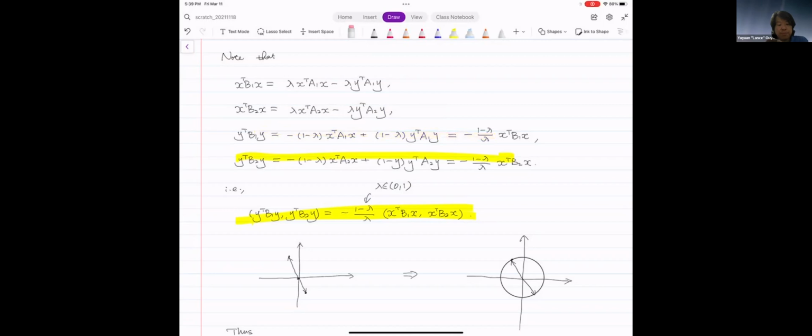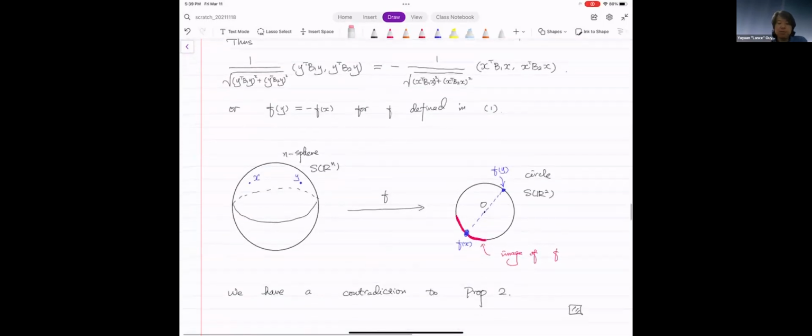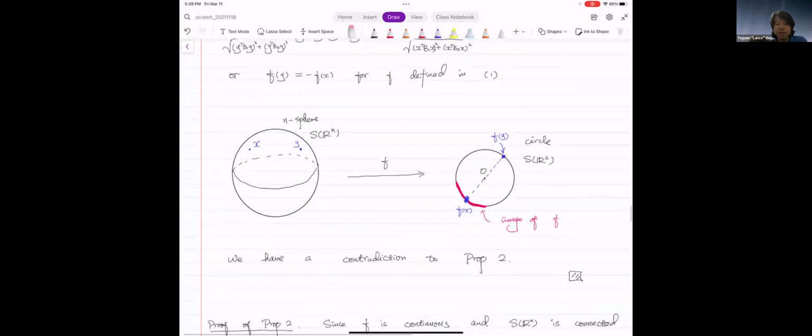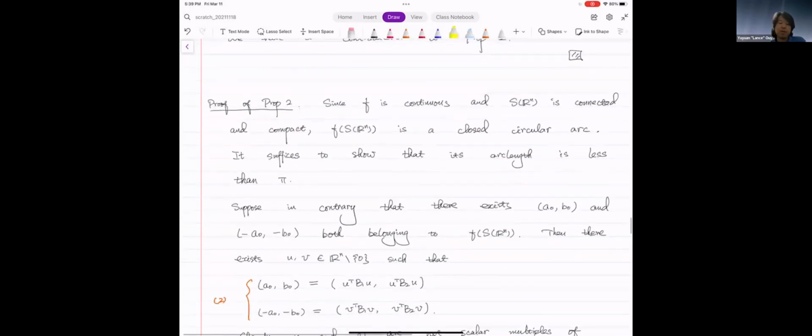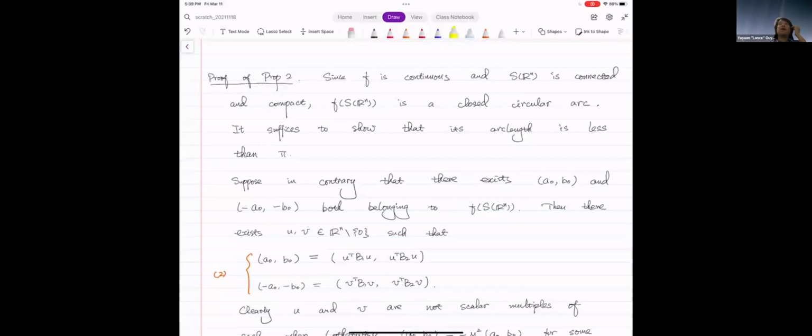Now, next step, I need to prove that proposition. So basically, I need to prove this claim that for the specific map I'm talking about, there are maps from the sphere to the two-dimensional circle. The image would never have arc length greater than or equal to pi. Okay, so we still need to continue with the proof.